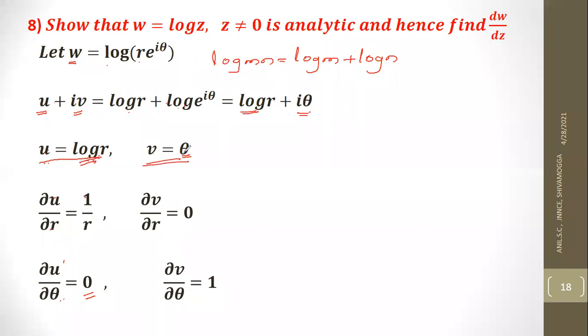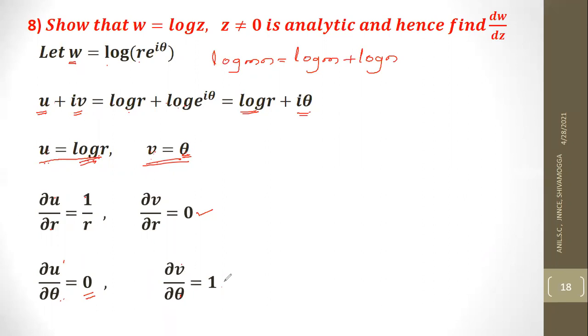Now come to v is equal to theta. Differentiate this expression with respect to r partially. Derivative of v is denoted by del v by del r. But theta is independent of r. There is no r. This theta is to be treated as constant. Derivative of theta partially with respect to r is 0. Again, differentiate this v partially with respect to theta. Derivative of v is del v by del theta. And derivative of theta partially with respect to theta is 1. So all the 4 partial derivatives are obtained.